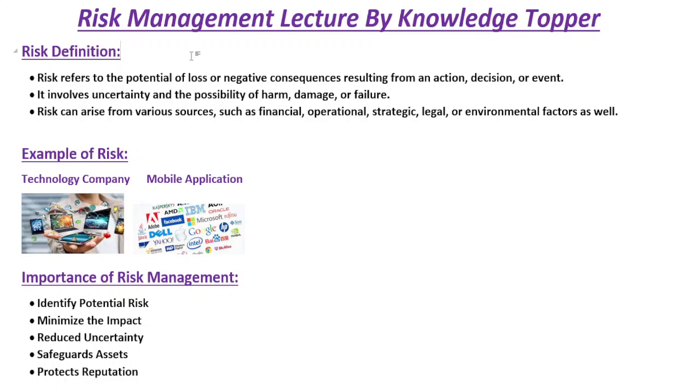So basically, risk refers to the potential of loss or negative consequences resulting from an action, decision, or event. Risk involves uncertainty and the possibility of harm, damage, or failure. Risk can arise from various sources such as financial, operational, strategic, legal, or environmental factors as well.